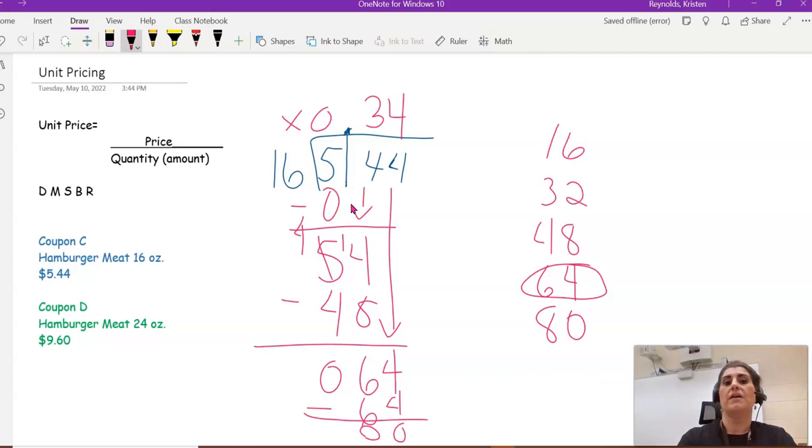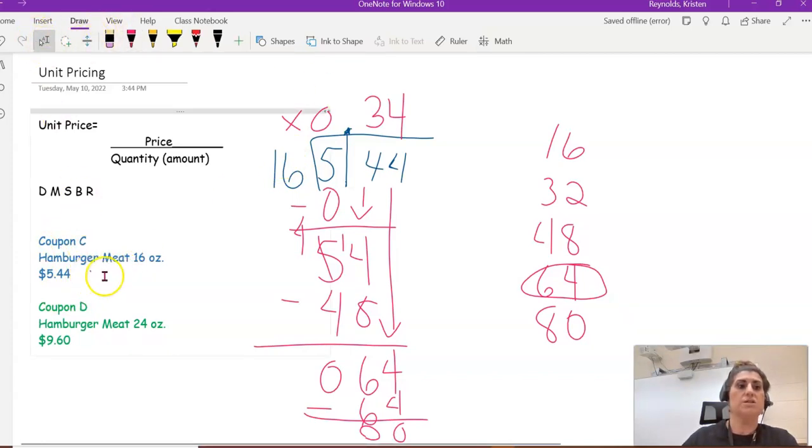So now I know that for the 16 ounces at $5.44, each ounce of meat is 34 cents each with this coupon. So I'm going to go ahead and add that information here. I'm going to put 0.34 per ounce. So you can abbreviate ounce by saying OZ.